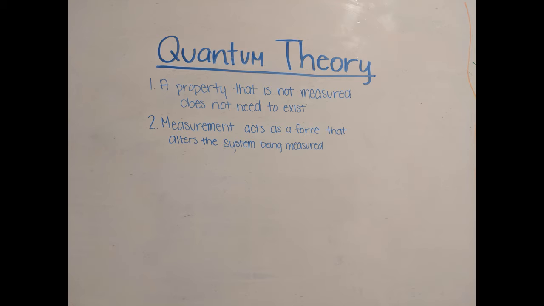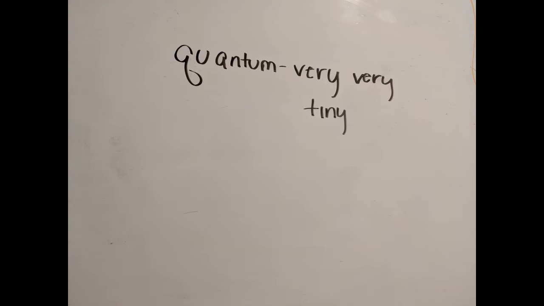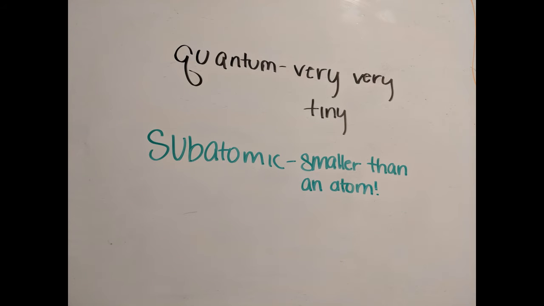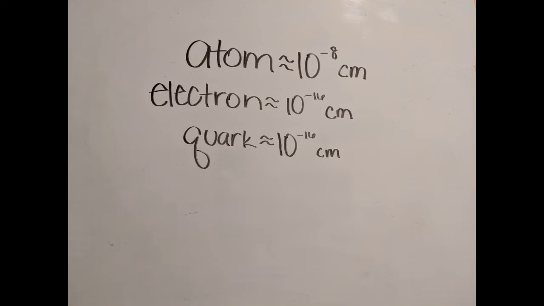Now let's get an idea of how small quantum particles really are. The word quantum refers to the smallest amount of something you can have. You can't break a quantum of something down because it is the most basic building block. These particles are subatomic, smaller than atoms, which makes them harder to study and understand. For example, if we compared an atom to a quantum particle, the atom would be like a football field, and the particle would be as small as a box of cereal.